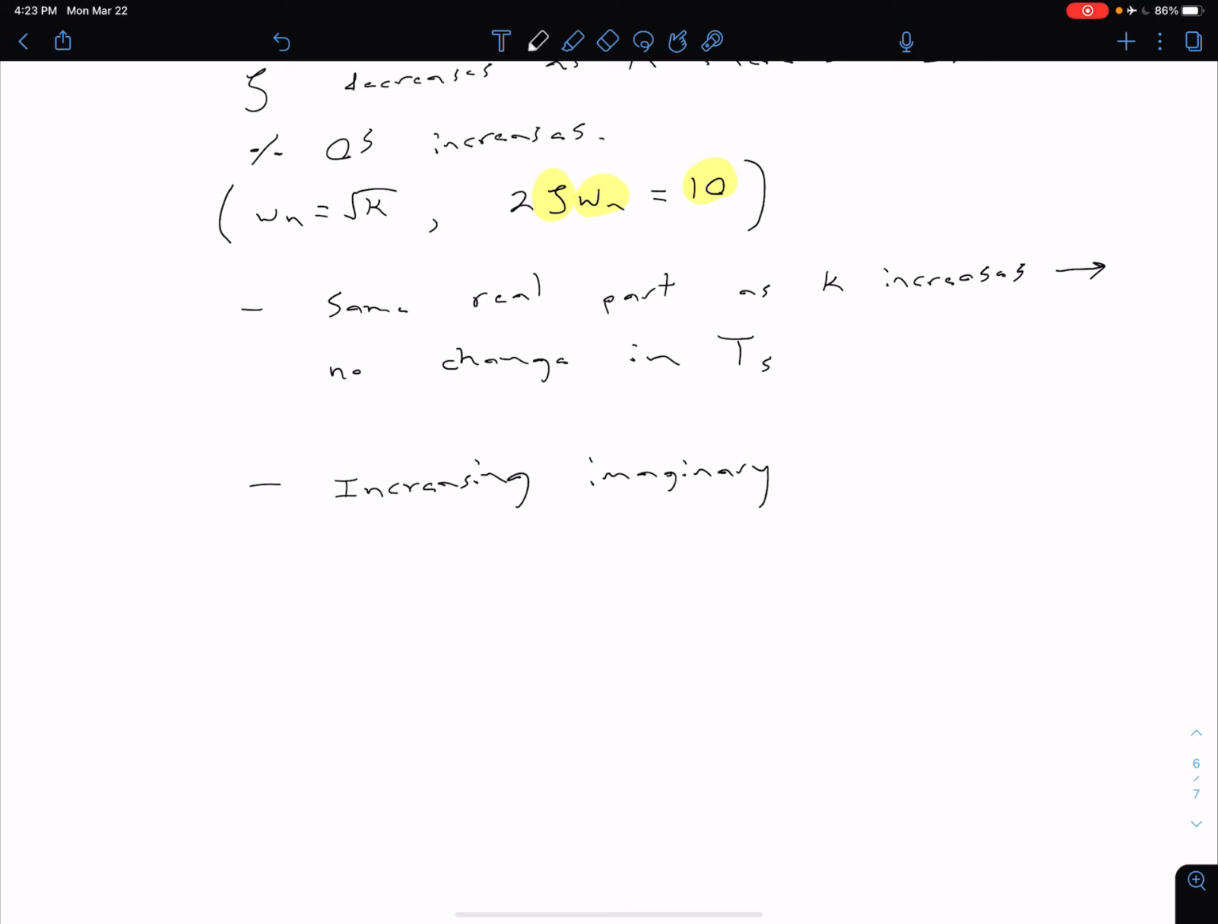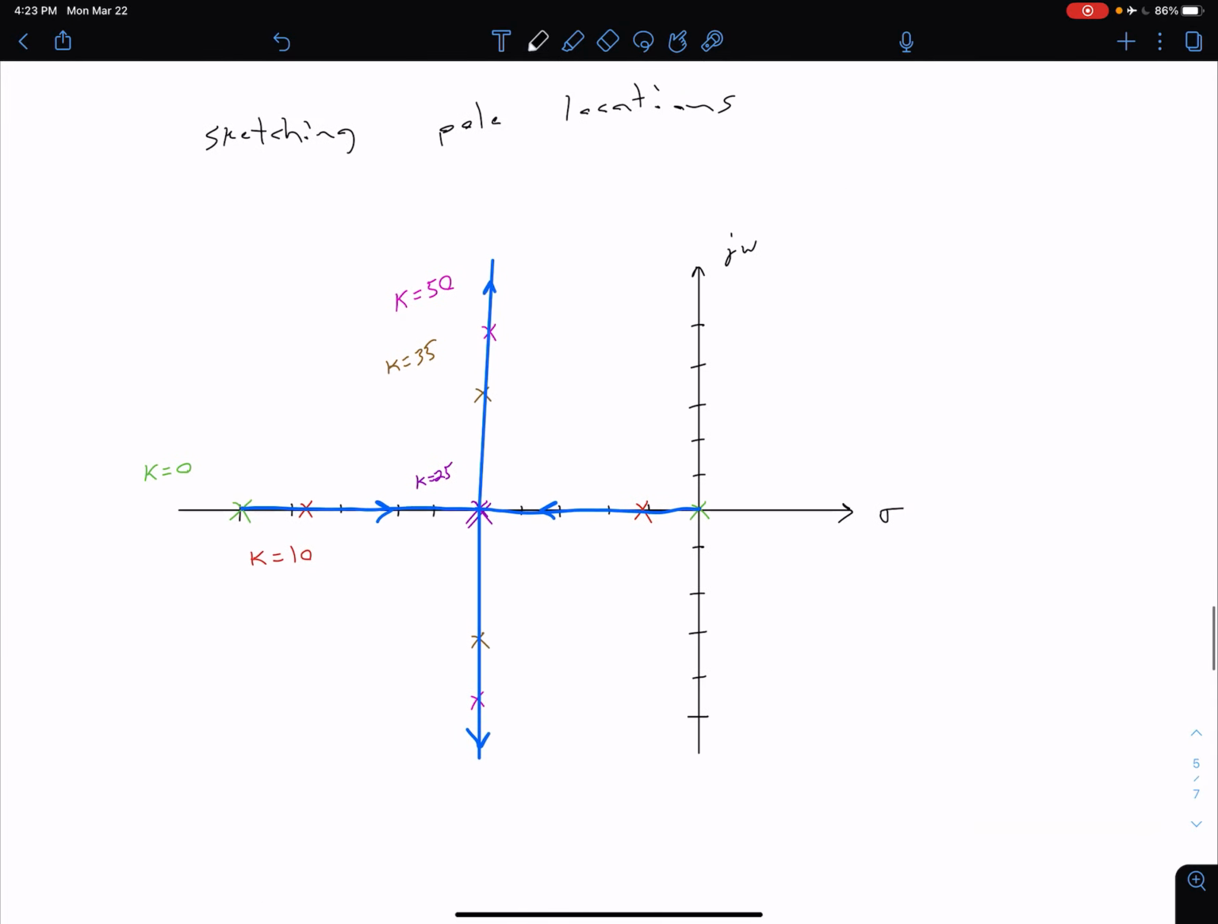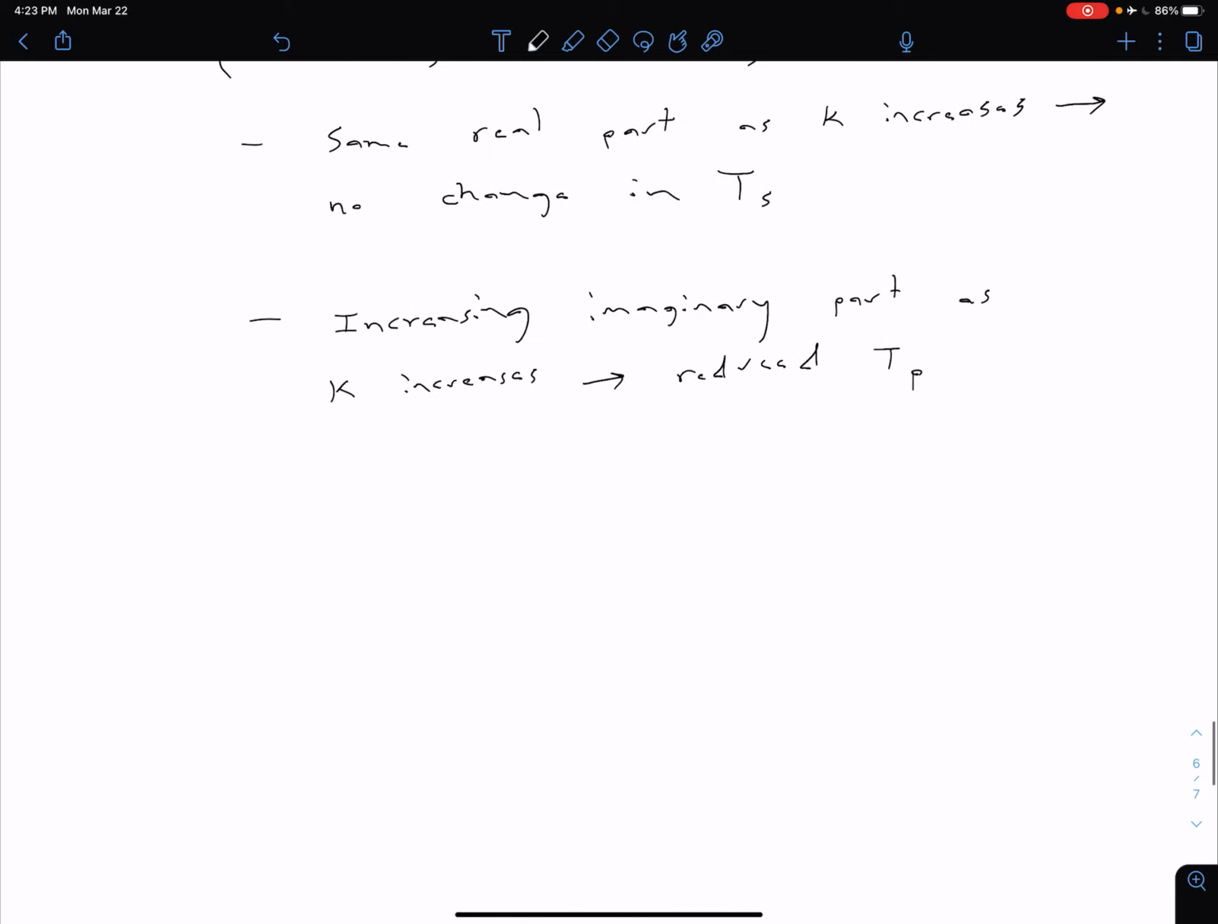We also know that we do have an increase in imaginary part, which is going to correspond to a reduced peak time. So increasing imaginary part as our k increases means we have a reduced peak time T sub p. And so that corresponds to, we said we have constant peak time for horizontal lines, and that peak time is decreasing as we get larger. So we can see that's true as we're increasing our gain.